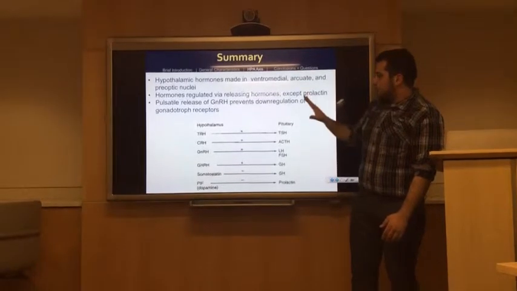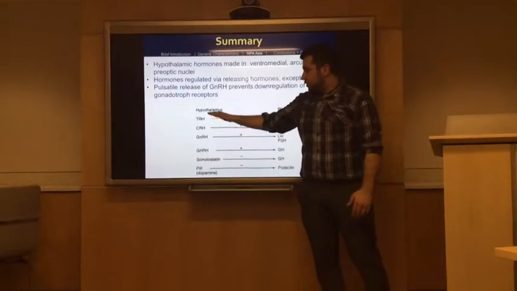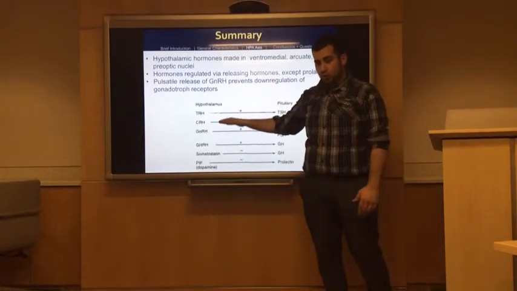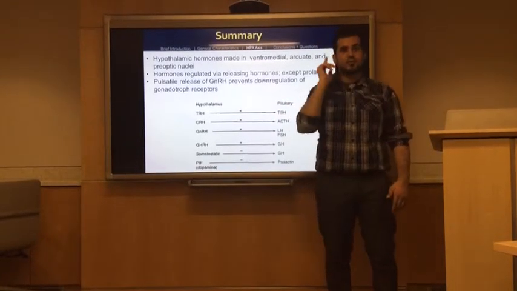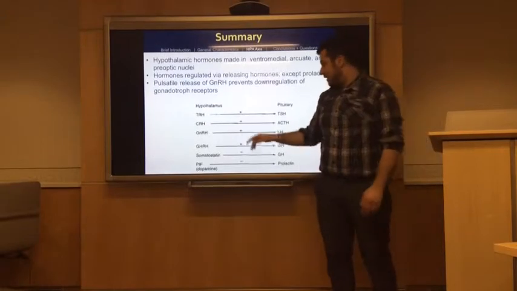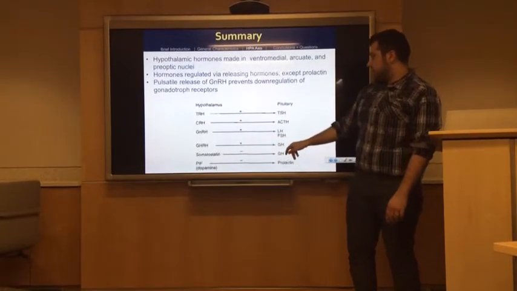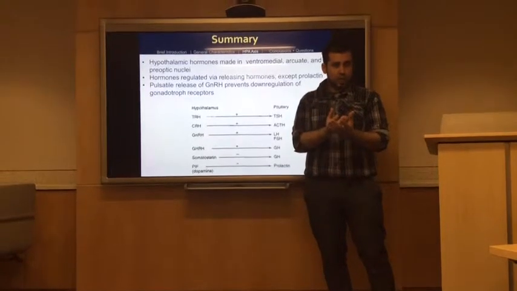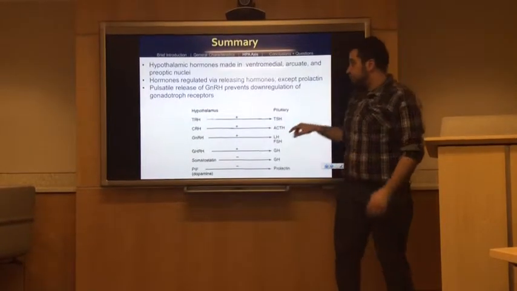And then here's a little summary again. We mentioned the releasing hormones. Remember, the hypothalamus has the cell bodies, and they have the releasing hormones, with the exception of what? Prolactin inhibiting hormone, or dopamine, exactly. That's a negative inhibitory effect on your prolactin. And these hormones are then stored in your pituitary, and whenever you need them, they're released.